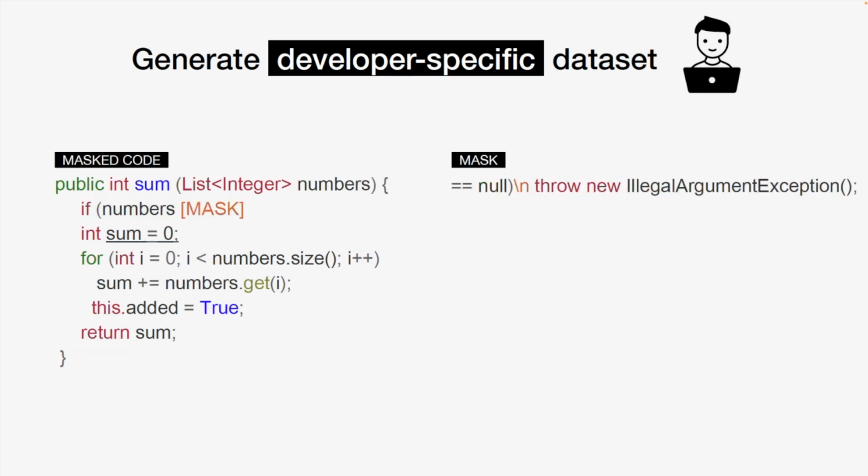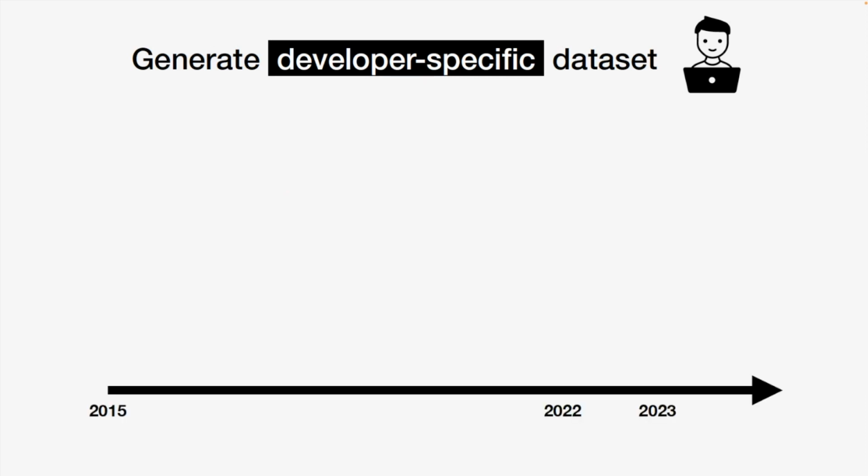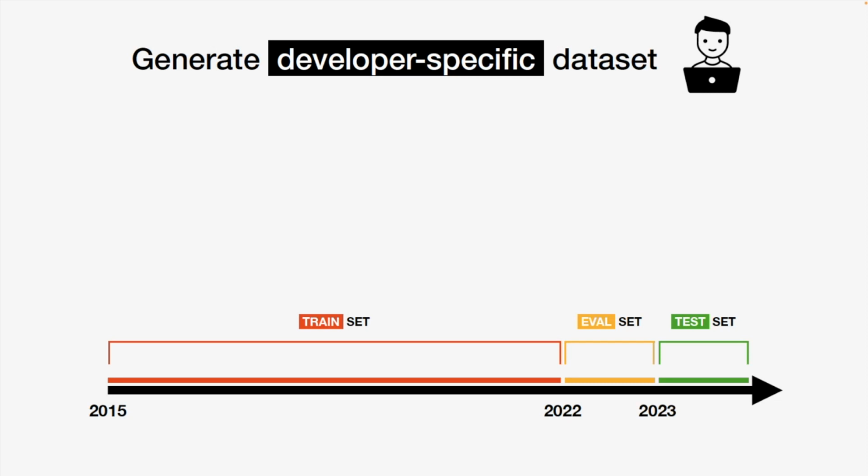So each instance of this developer-specific dataset has an input and an output. An input that is the masked code, the one that requires a suggestion, and the mask that is the expected completion. That, of course, is the code written by that specific developer. Now, we collect contributions over time, and we split this dataset in 3 parts: the training set, the evaluation set, and the test set. In particular, this splitting is performed over time so that we are using contributions of the past to evaluate future changes.